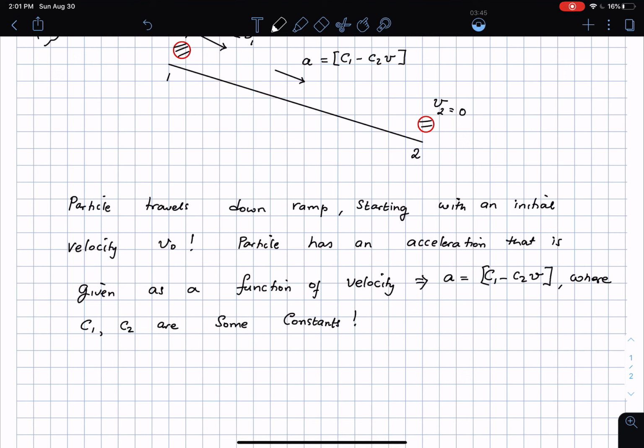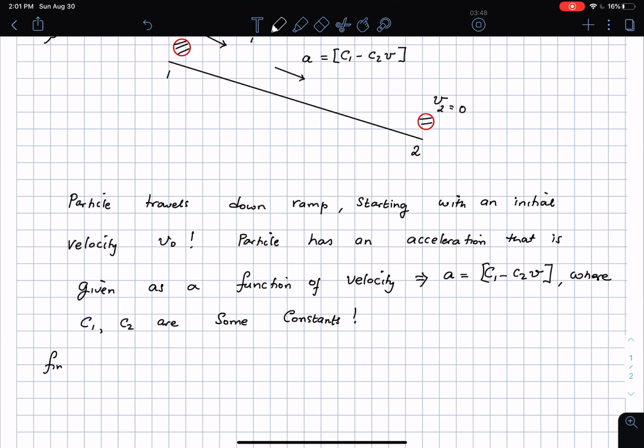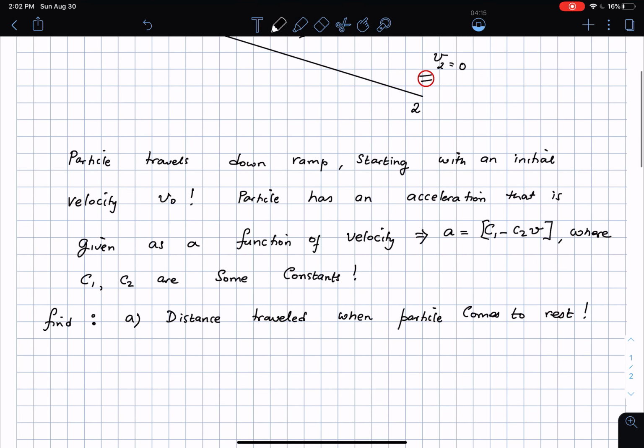What are we supposed to find? Find the distance traveled by the particle before it comes to rest, so the maximum distance traveled when the particle comes to rest, and the time taken to travel this distance.